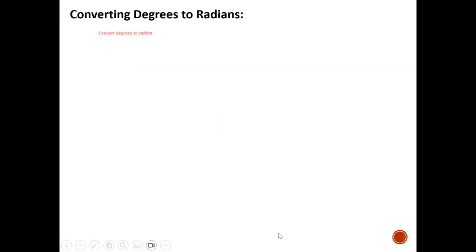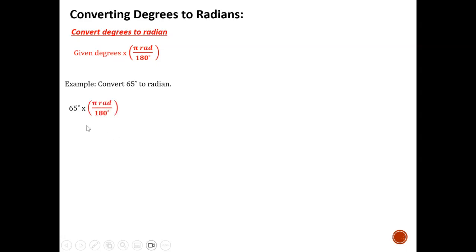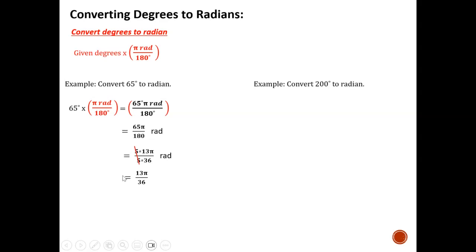Now, let's do some that are not perfect angles, like 65 degrees. Let's see what it is in radians. We multiply 65 degrees times pi radians over 180. It's going to give us 65 pi over 180. I think we can divide everything by 5. So 5 times 13 gives us 65, and 5 times 36 gives us 180. The 5's cancel, since that's equal to 1. So we're left with 13 pi over 36. That's my answer.